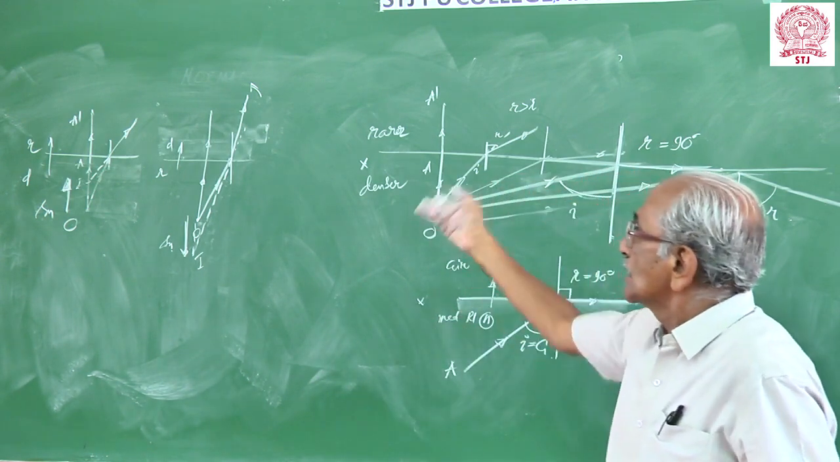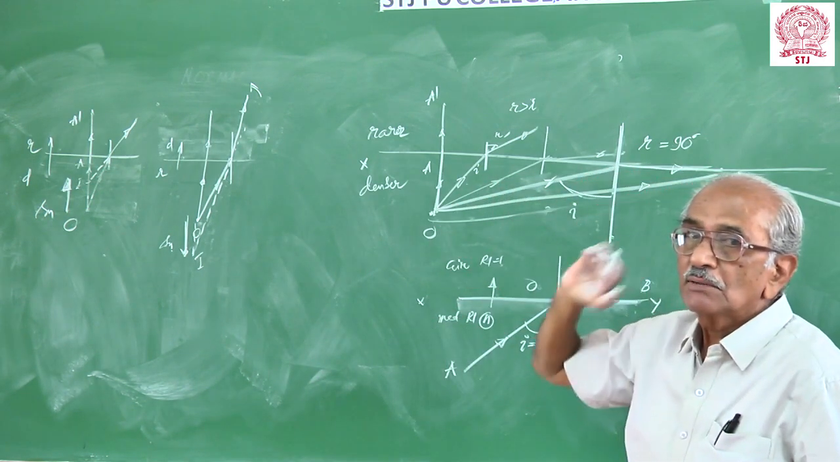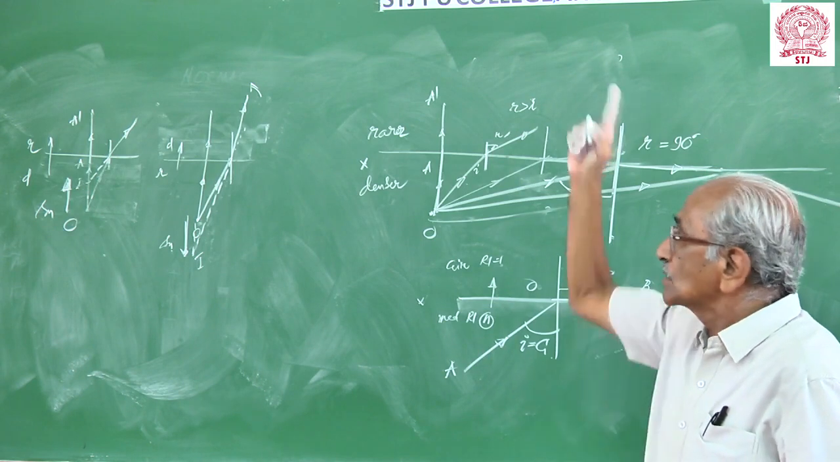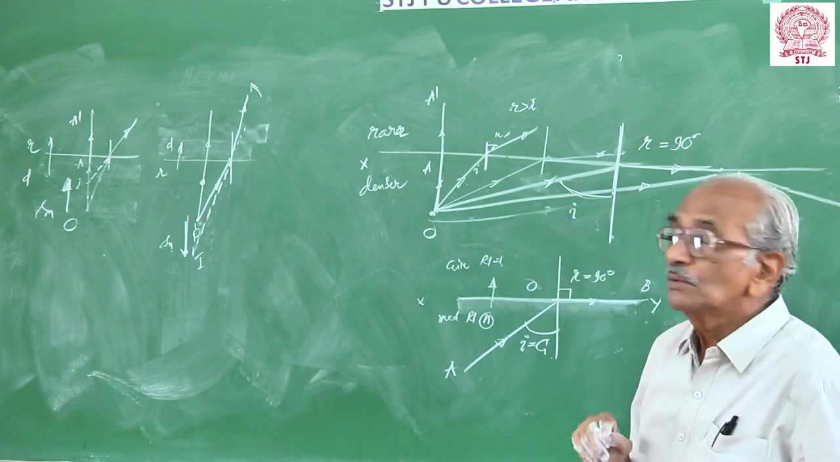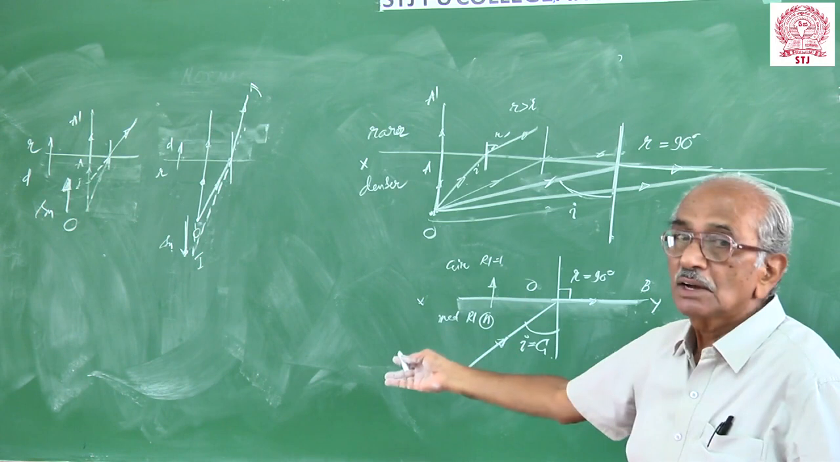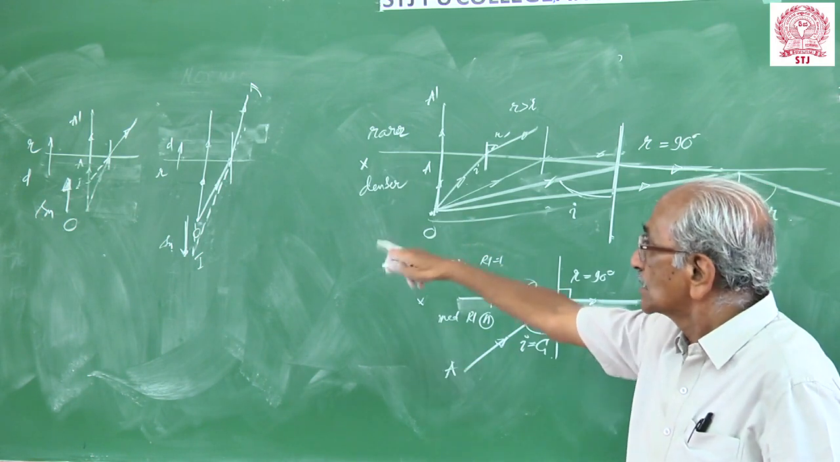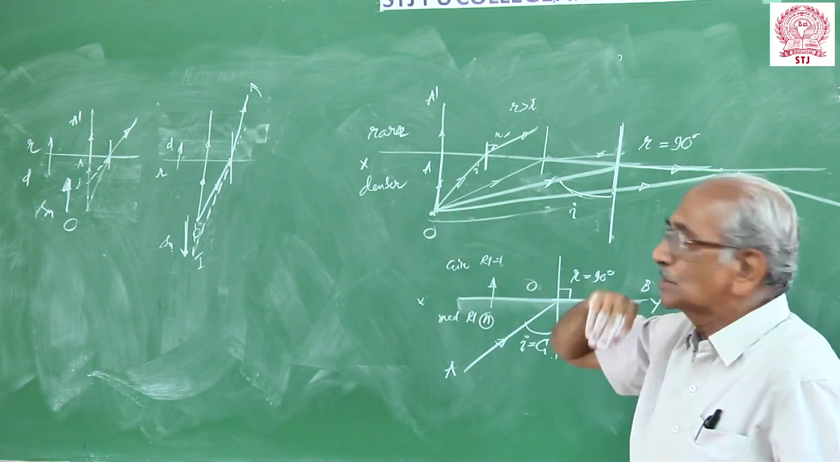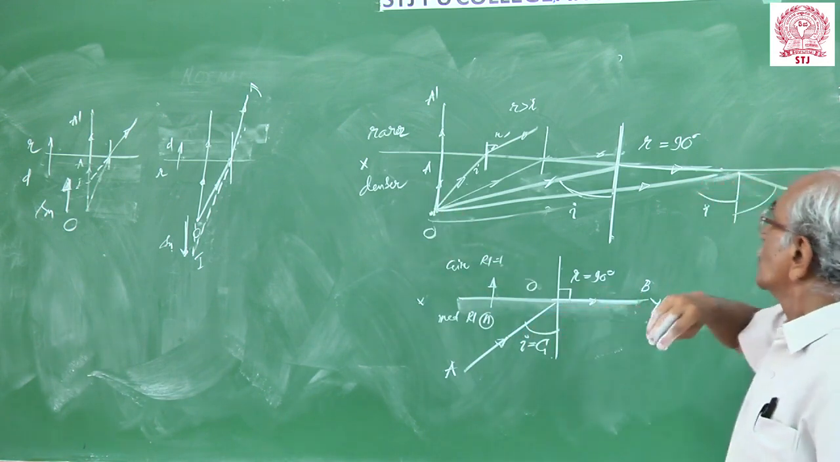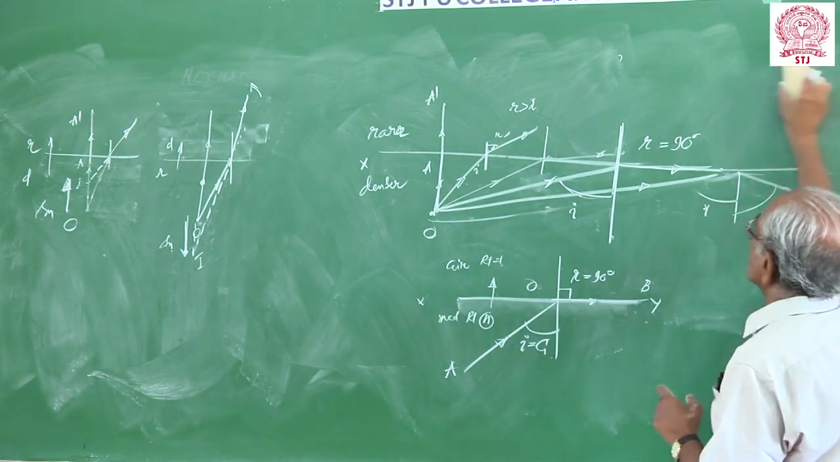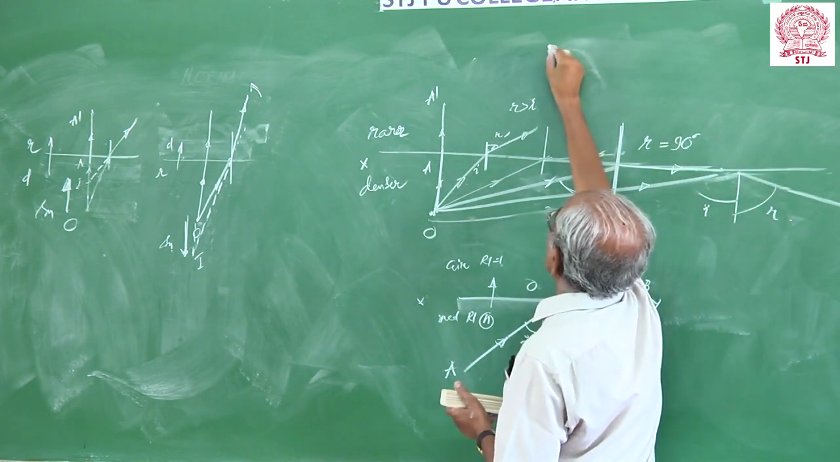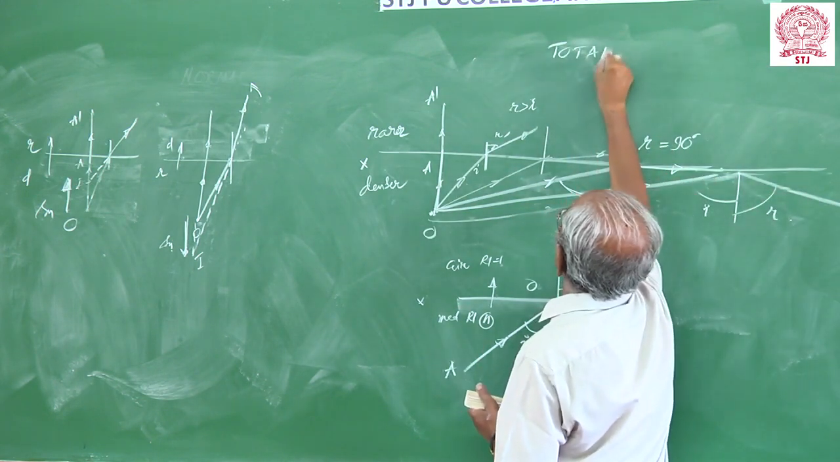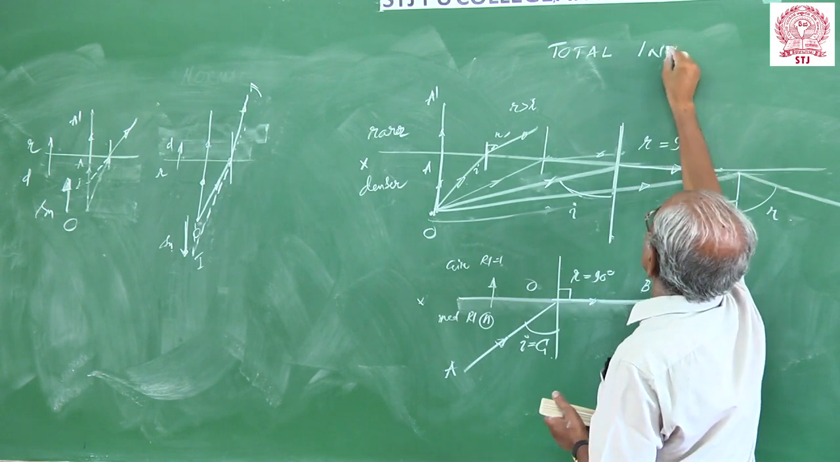So in the case of, let us suppose, stars, we have atmosphere in between. Stars are in the rare medium. We see the stars from the earth, and they appear at a greater distance than they actually are. So that is one situation. Now we go to another important concept, total internal reflection.